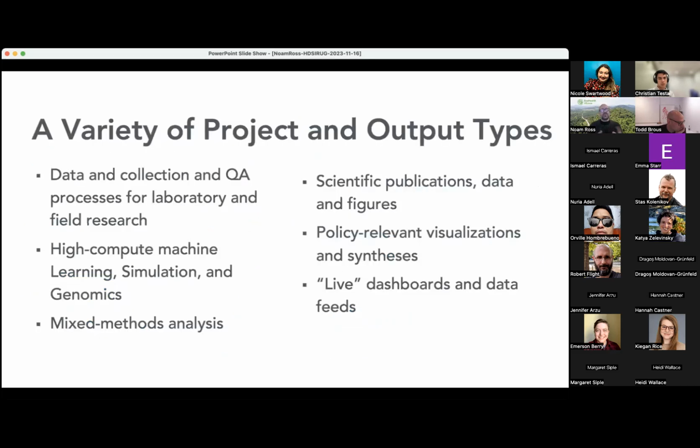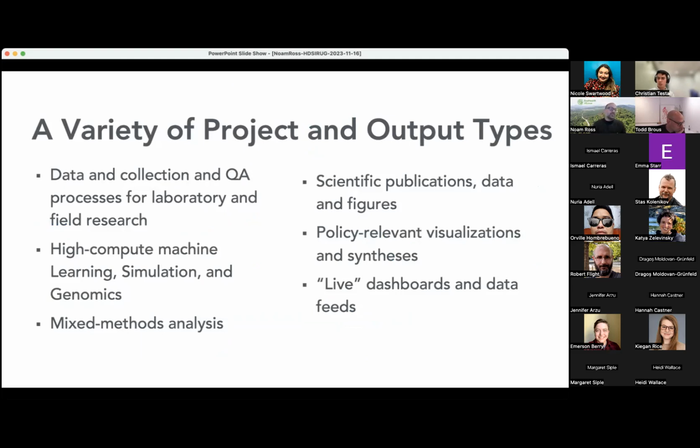And the data science needs are for a variety of different outputs. So one of the big things that we deal with are the data collection and quality assurance processes for all of the information that flows from lab and field into our servers and for analyses. So the type of work is not necessarily the analysis itself, but just processing and managing is like a considerable part of what has to happen.